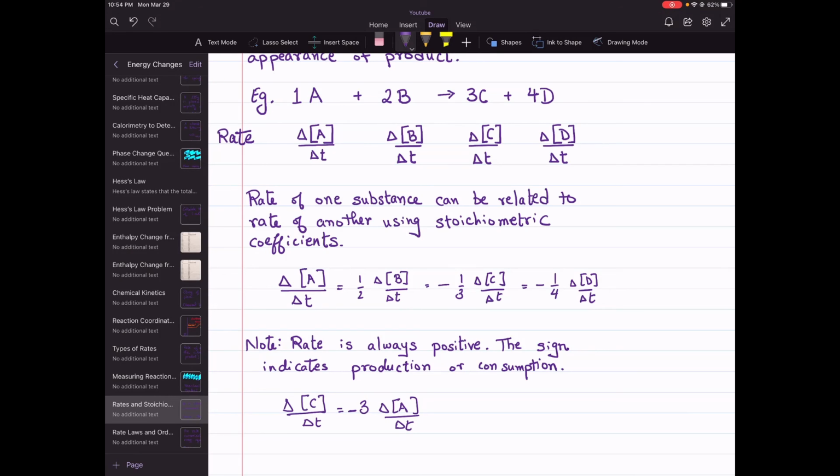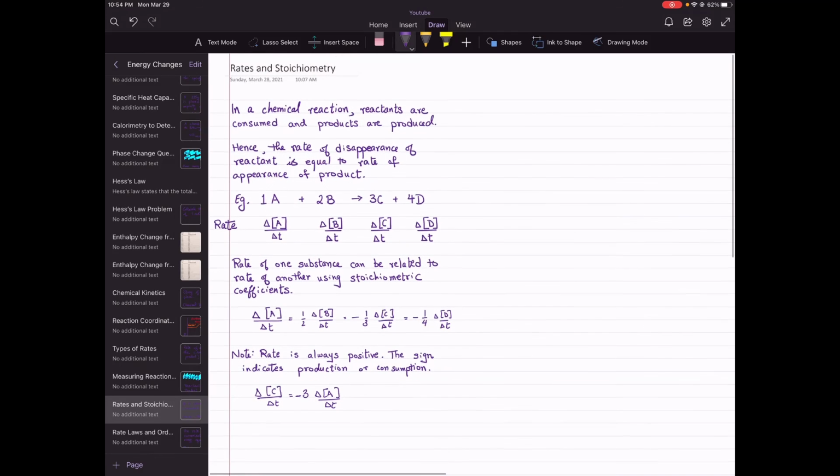Okay, so I hope this helps to understand how to determine the rates and how to relate rates of one reactant or product to another, and helps you understand how rates are related to stoichiometry.